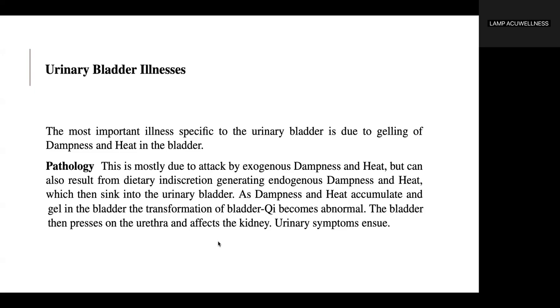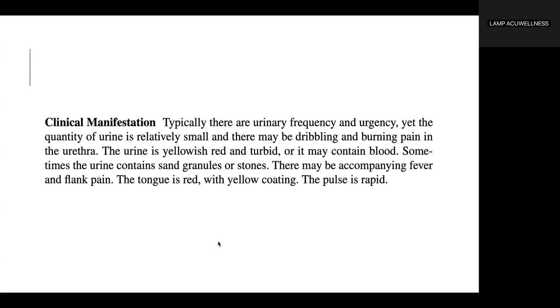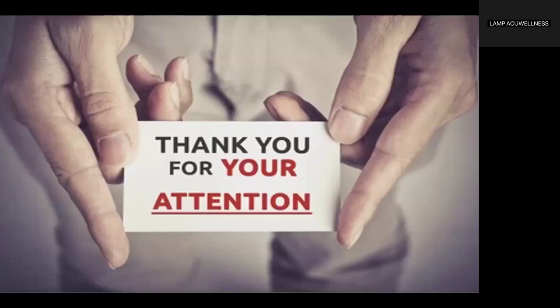Urinary symptoms ensue. Typically, there are urinary frequency and urgency, yet the quantity of urine is relatively small, and there may be dribbling and burning pain in the urethra. The urine is yellowish red and turbid, or it may contain blood. Sometimes the urine contains sand granules or stones. There may be accompanying fever and flank pain. The tongue is red with yellow coating. Pulse is rapid. Thank you for listening.